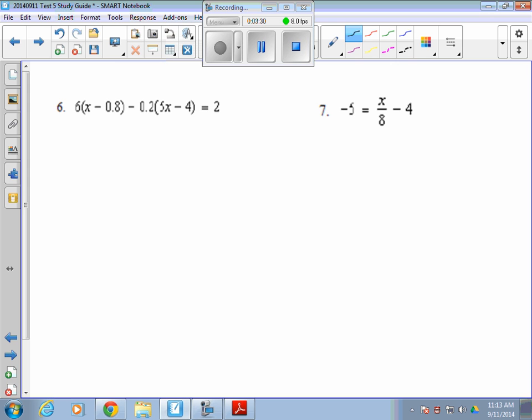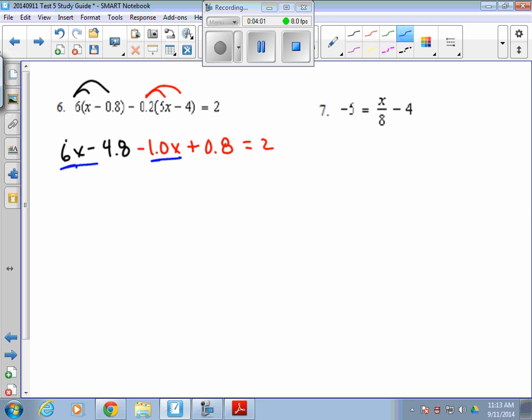Number 6 says 6 times x minus 0.8 minus 0.2 times 5x minus 4 equals 2. Distribute 6 times x first. 6 times negative 0.8, negative 4.8. Negative 0.2 times 5x is negative 1.0x, just like negative 10 with a decimal in the middle. And negative 0.2 times negative 4 is going to be positive 8, but it has a decimal again, so it's positive 0.8. Combine your like terms.